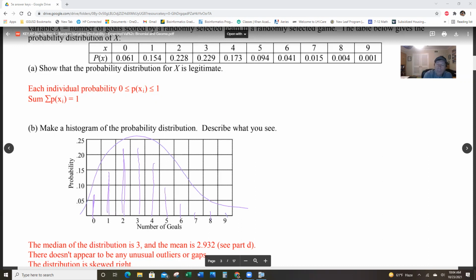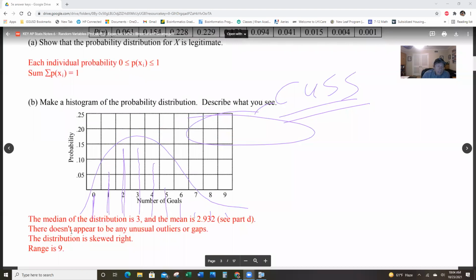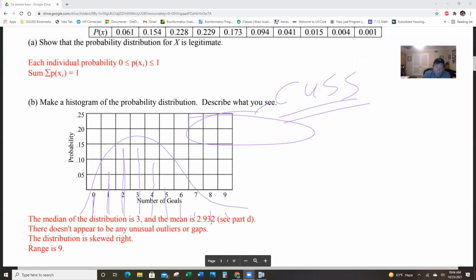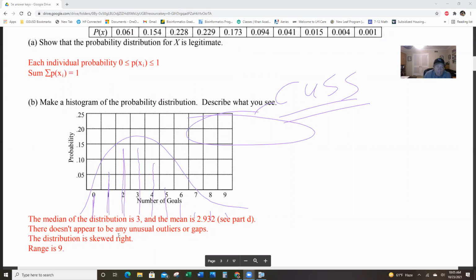And then describe what you see. All right, remember that's CUSS. Okay. So I did see what I wrote down here. Let me slide this up just a little bit. I did the median of the distribution is 3, and the mean is 2.932. That's C part D. There doesn't appear to be any unusual gaps or outliers. The distribution is skewed to the right, and the range is 9.